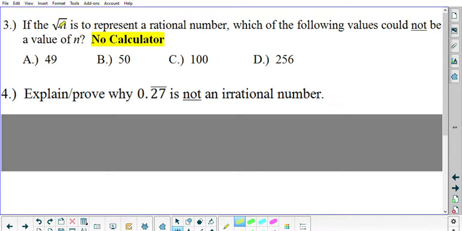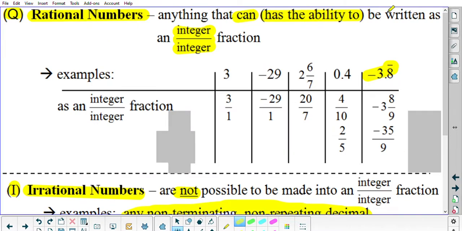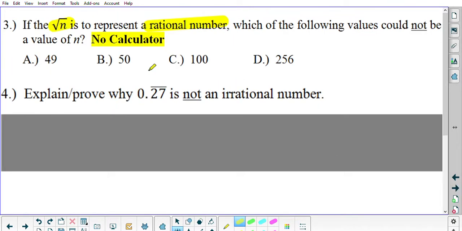All right, so the square root of n is supposed to equal a rational number. Do you remember what rational numbers are? Rational numbers are numbers that have the ability to be written as an integer over integer fraction, which is almost every single number you've seen so far in your life, just not the decimals that go on forever but don't repeat. Okay, so with that in mind, if the square root of n is supposed to be a rational number, which values could not be a value of n?